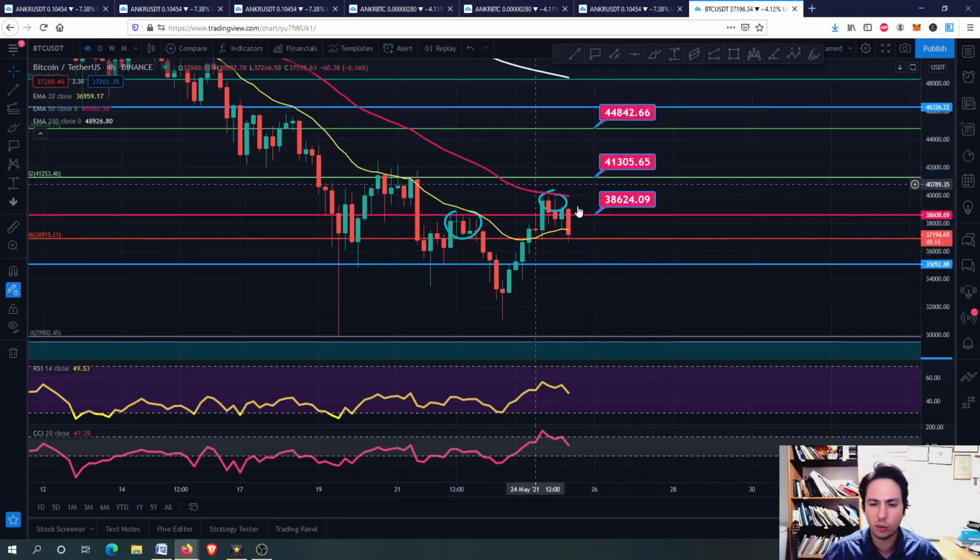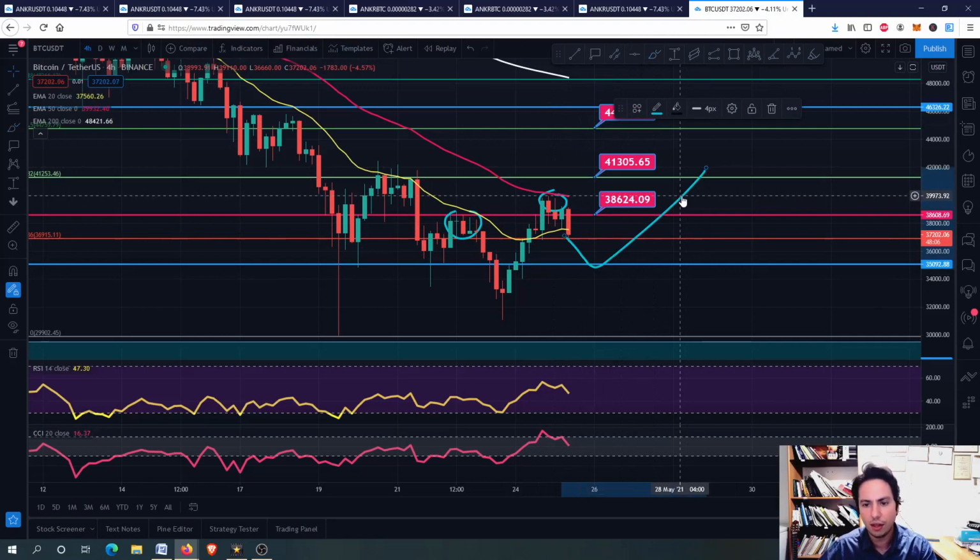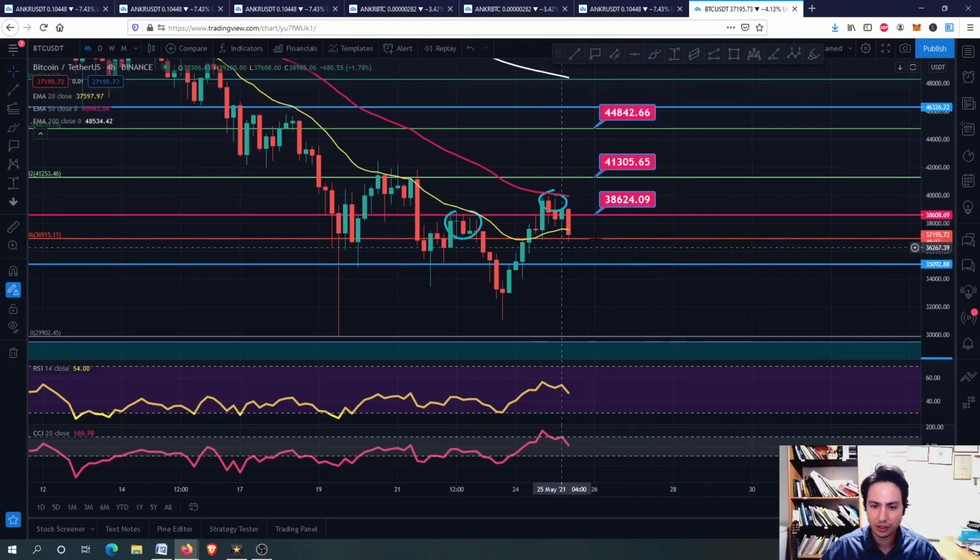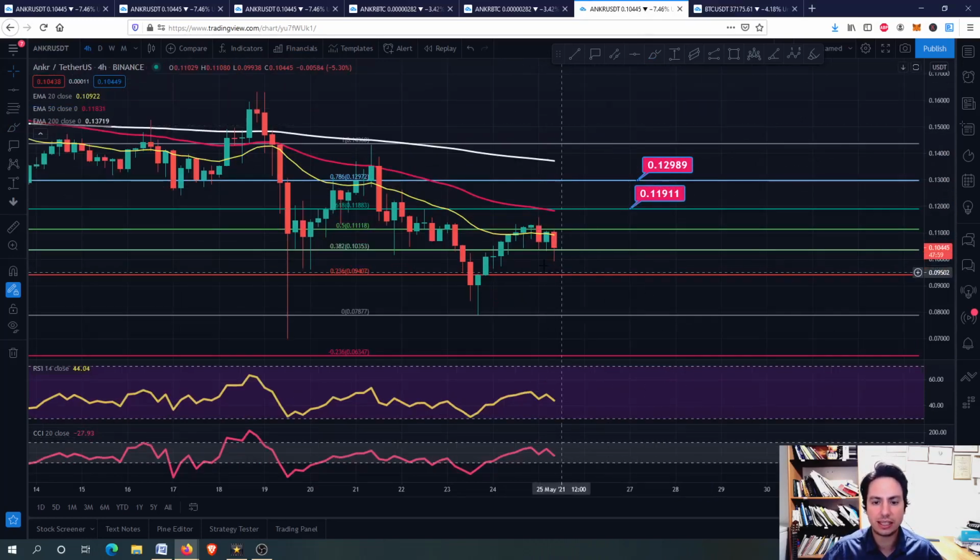So yeah, we might correct a bit for the short term, a little bit more. We might not. We will see for the next few hours, and then we can go and retest the 41,000 USDT. That's what we care for. We care for going a little bit lower but higher afterwards. Okay. So if this happens, then Ankr might move a little bit lower, and then it will go upwards.